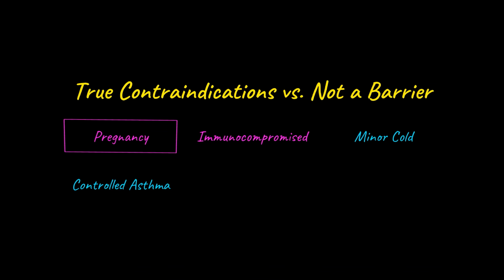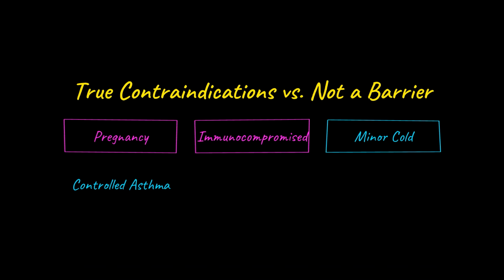The genuine contraindications are narrow. Pregnancy and a severely compromised immune system are real barriers. A minor cold or stable controlled asthma are not. They are distractors that exam writers frequently use to test this exact distinction.